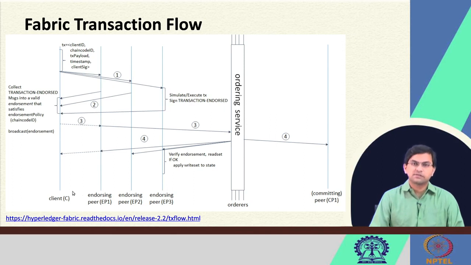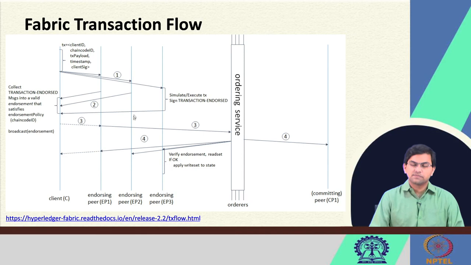So, one client of one such organization can start a transaction, and that transaction will have the client ID, the chain code ID, that is the smart contract which the client wants to execute, the transaction payload, or basically the arguments and parameters that the client is using to execute that smart contract, timestamp and the signature of the client. This transaction is sent to all the endorsing peers by the client.